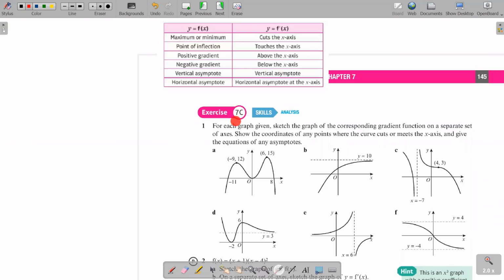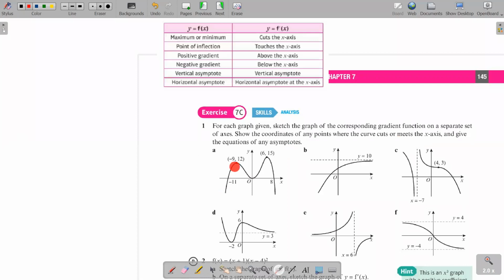Okay, let's go to exercise 7C. So I have brought the table here so that we can refer to it and draw the graph. For each graph given, sketch the graph of the corresponding gradient function on a separate set of axes. Show the coordinates of any point where the curve cuts or meets the x-axis and give the equations of any asymptotes.